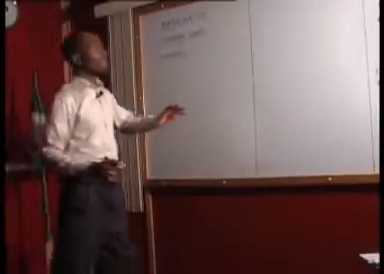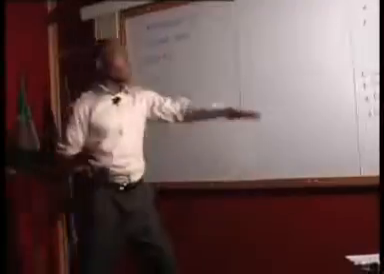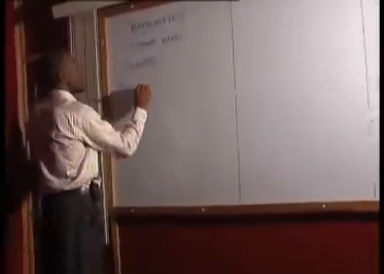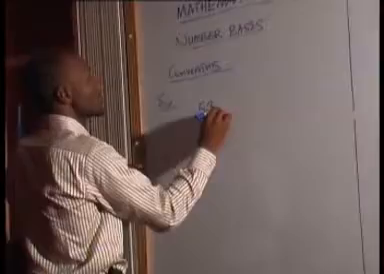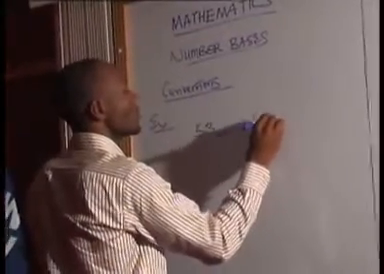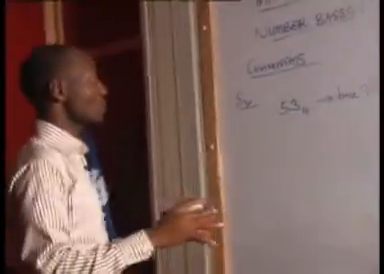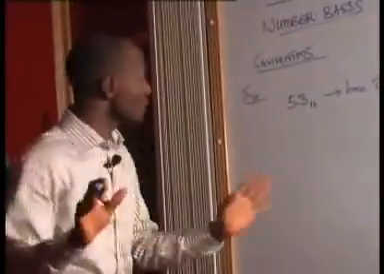So let's quickly look at how we can convert all these bases from one to another. We'll start with from base 10 to others. Assuming we have 53 in base 10, you want to change it to a number in base 2. What do you do? Your normal division. All these things are very easy.